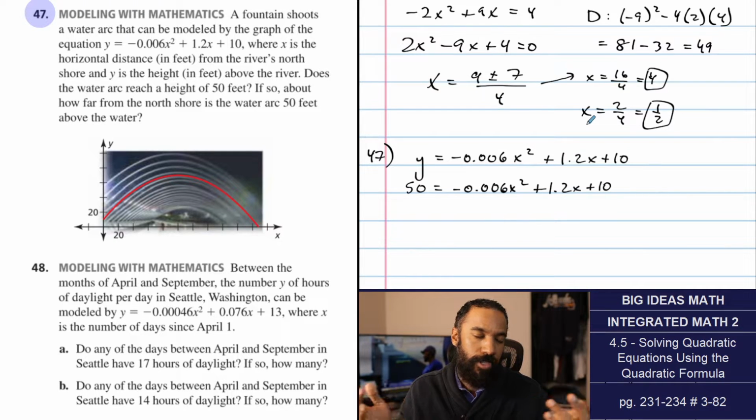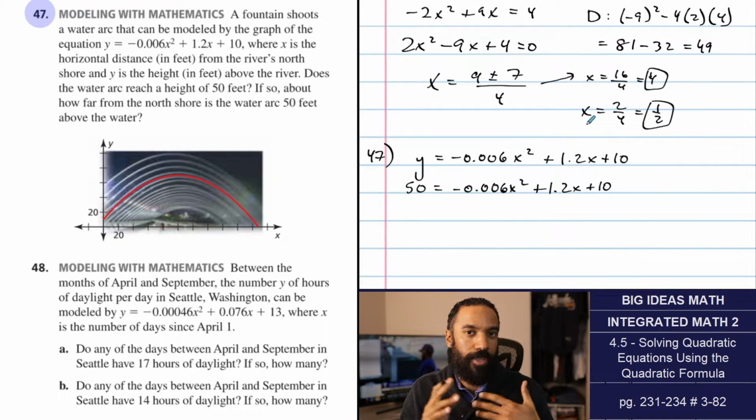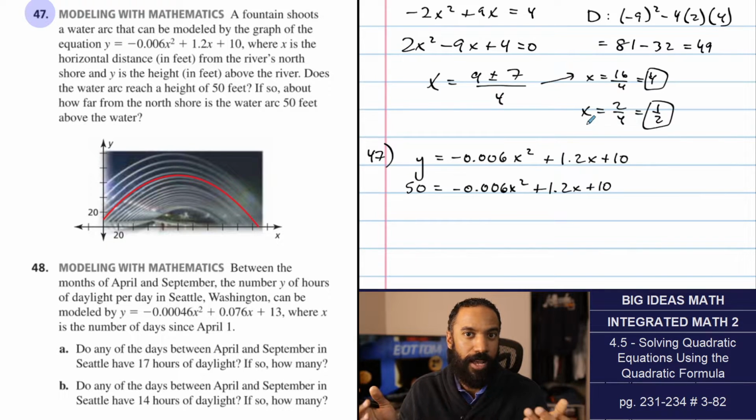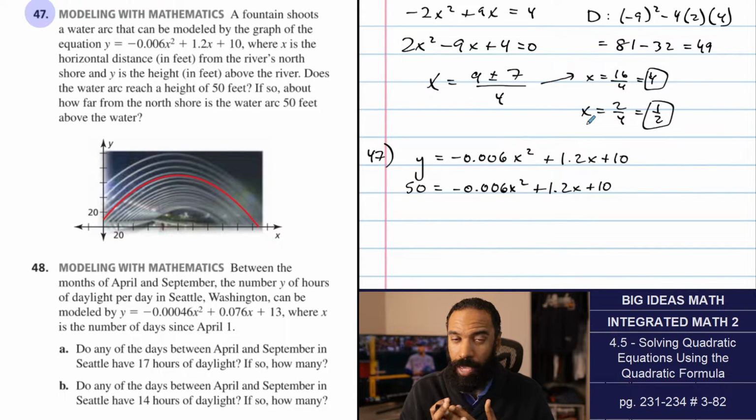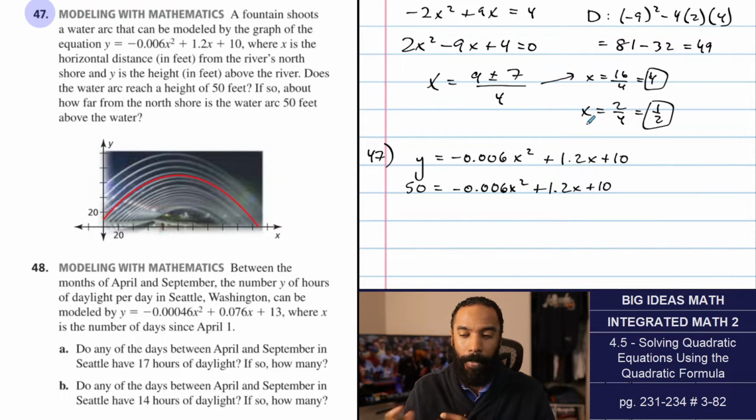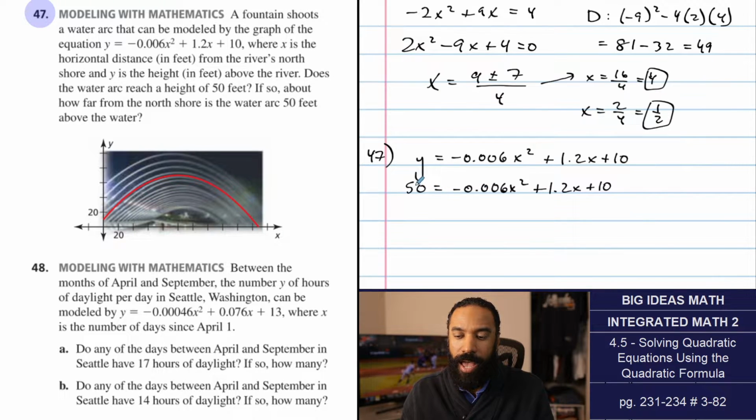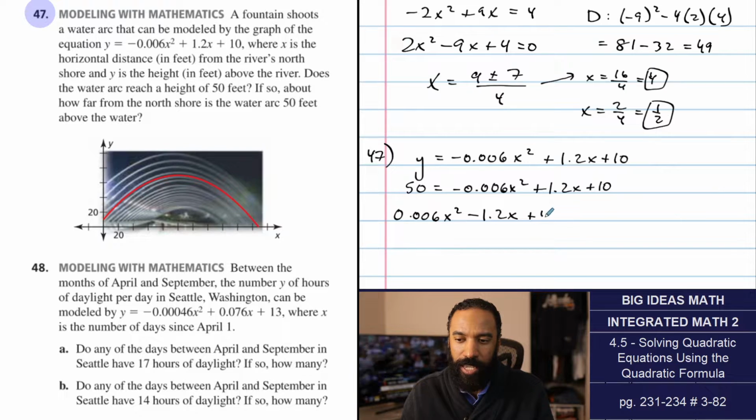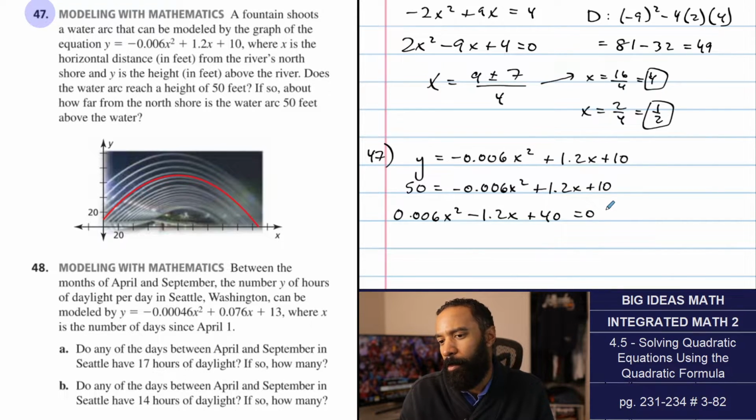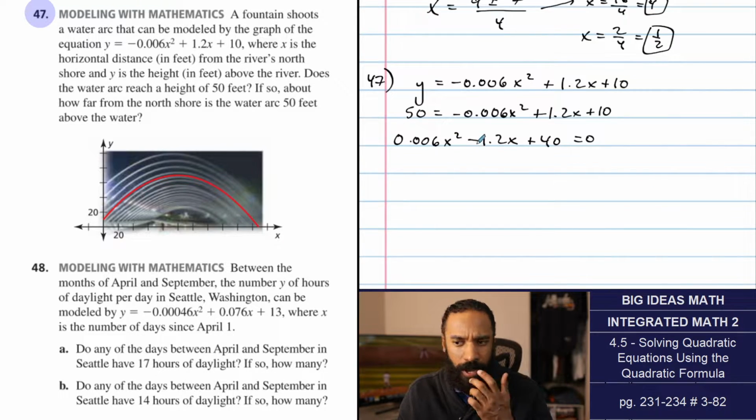When I set it equal to 0 and stuff, do I have solutions? So I'm going to work more toward the discriminant portion. If the discriminant's positive, yes. If the discriminant's 0, yes. If the discriminant's negative, no. Now, as I subtract 50 over, heck, I'm going to add this over, you know me. 0.006x squared minus 1.2x and subtract 10 and get plus 40 equals 0. I'm hard-pressed to believe that this will equal 0.